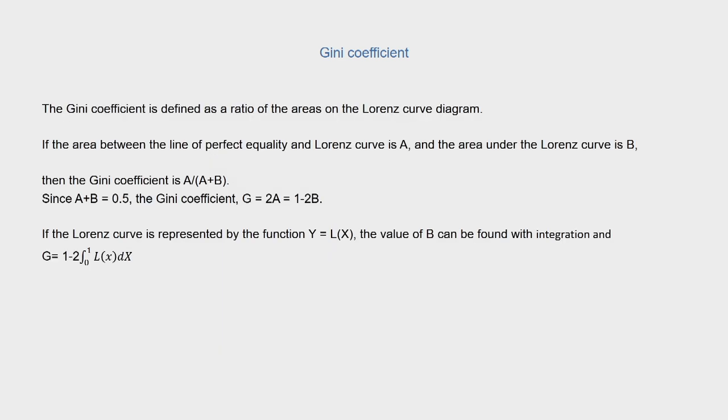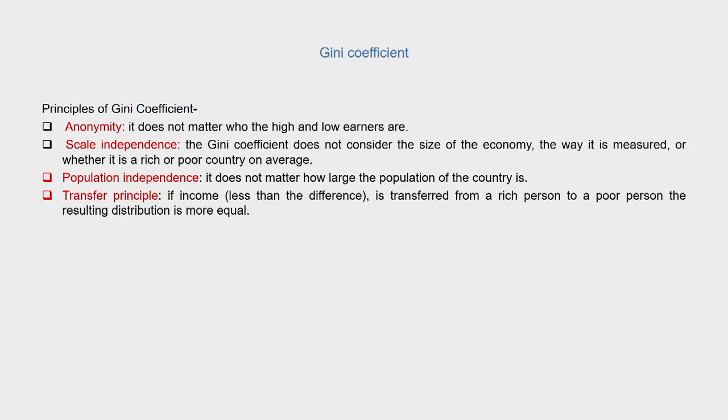So, it is defined as the ratio of the areas on the Lorentz curve. If the area between the line of perfect equality and the Lorentz curve is A and the area under the Lorentz curve is B, then the Gini coefficient is given by the ratio A by A plus B. And since A plus B is equal to 0.5, the Gini coefficient G is equal to 2A, that is equal to 1 minus 2B.